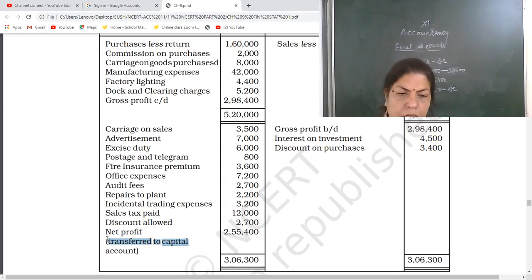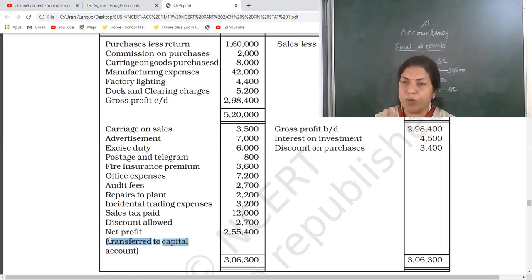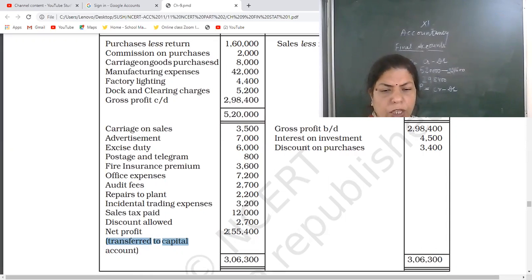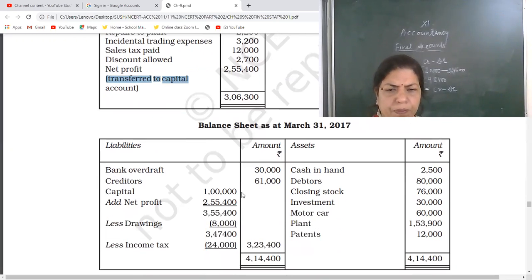Why capital account? I already explained you, because by the net profit, the capital of the proprietor will increase. Even in the accounting equation, I told you, even in common sense, we can come to know that the capital of the businessman is increasing by the profits. If he or she is earning profits, then the capital will increase. Otherwise, net loss will be the reason for decrease in the capital. Now the net profit is 2,55,400.